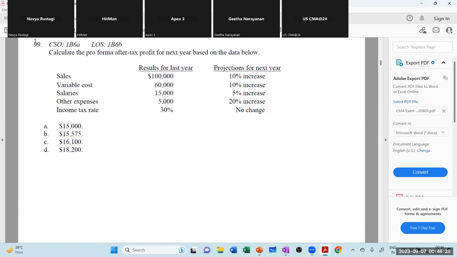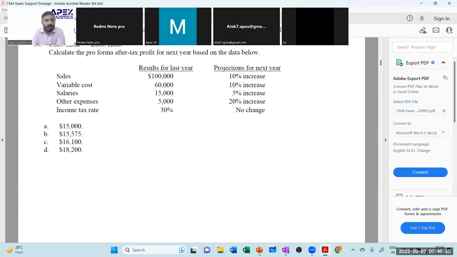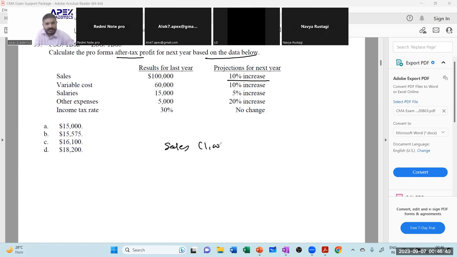Innocent question, easy question. Don't think it should cause a problem to all, but I will make it cause a problem for you. I'll play with your brains for some time. Now please understand. Calculate the pro forma after tax profit based on the data. Sales were 1 lakh last year. Now it's increasing by 10%. So sales will be 1 lakh plus 10%, which is 1,10,000.